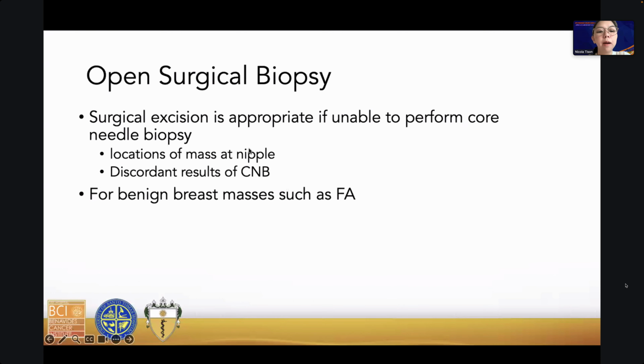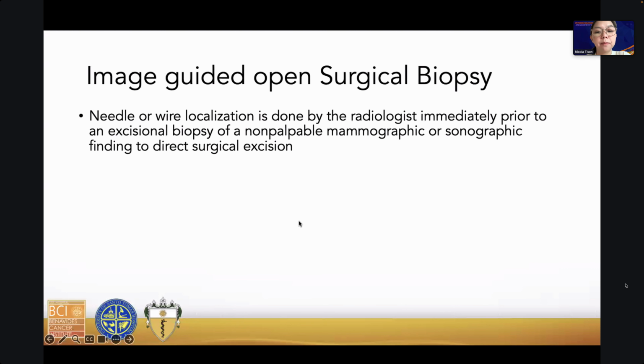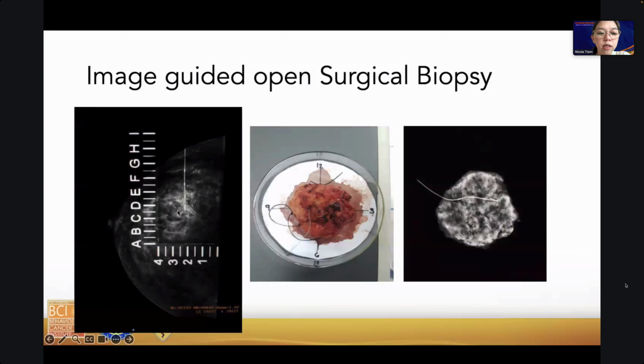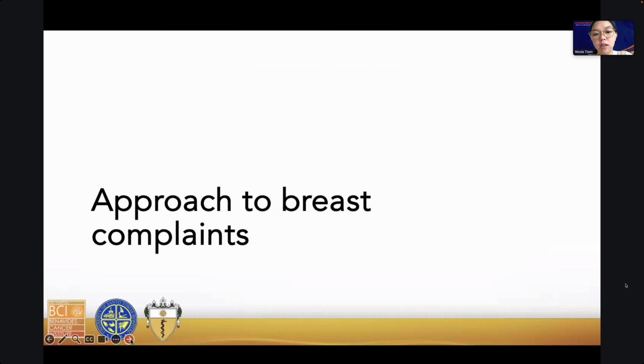Next would be an open surgical biopsy. We do surgical excision when we cannot do a core needle biopsy on suspicious lesions such as masses at the area of the nipple, or when we have discordant results of our core needle biopsy, or for benign breast masses such as fibroadenomas. And we do image-guided open surgical biopsy with the insertion of needle or hook wires for non-palpable lesions seen on ultrasound or mammography. So this is just an example. A patient went for screening and had a suspicious architectural distortion. A hook wire was inserted, a partial mastectomy done, and that distortion is located in the center of that lesion.